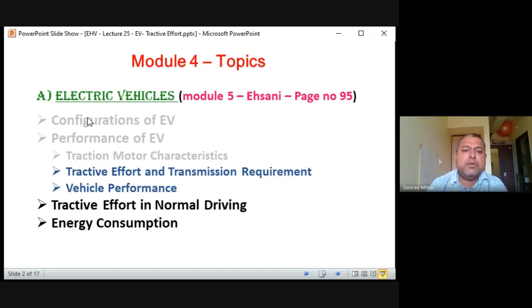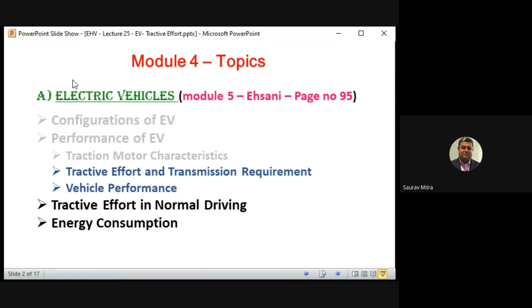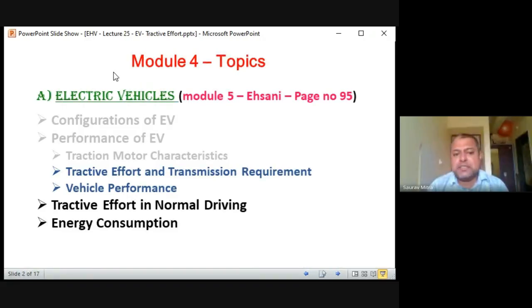Now, one thing I'd like to tell you: all these topics we have actually seen in the initial module, module number 1. That is traction motor characteristic, tractive effort, transmission requirement, vehicle performance. We have seen what is the aerodynamic drag, what is the gradability, what is the acceleration formula, what is base speed. So here it is going to be a kind of a recap. We have seen all this in detail in module number 1, and here it will be a recap once again. Hence, I have not given much time on these three topics: the traction motor characteristic, tractive effort, and vehicle performance.